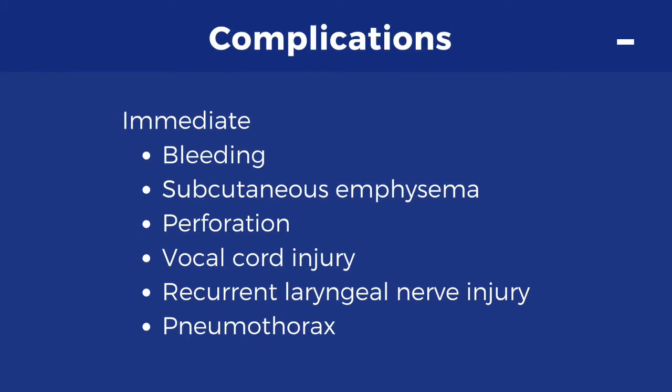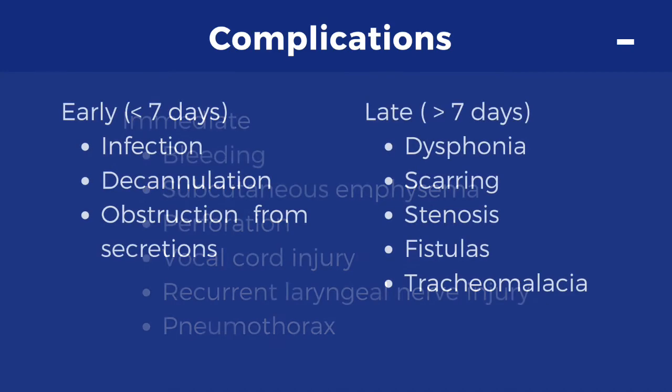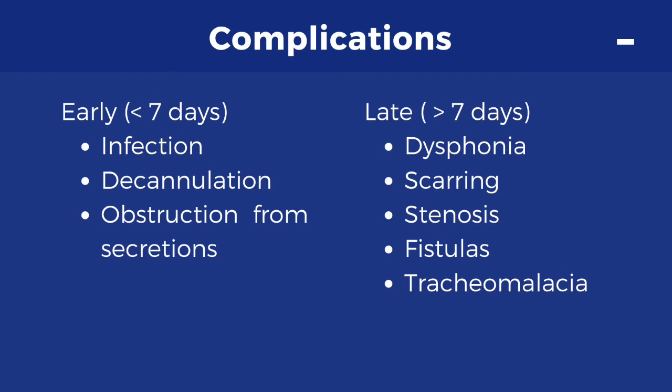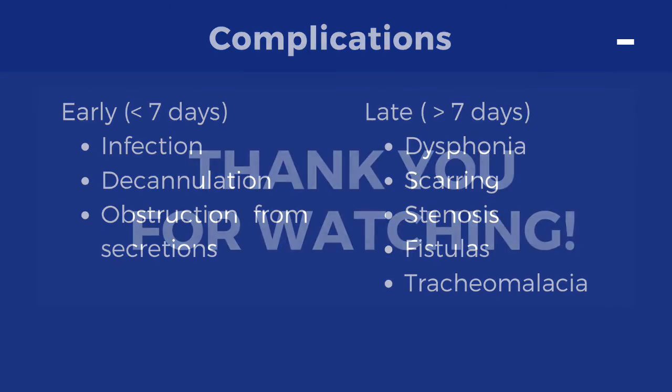Immediate complications include bleeding, subcutaneous emphysema, perforation, vocal cord injury, recurrent laryngeal nerve injury, and pneumothorax. Early complications include infection, decannulation, and obstruction from secretions. And lastly, late complications include dysphonia, scarring, stenosis, fistulas, and tracheomalacia.